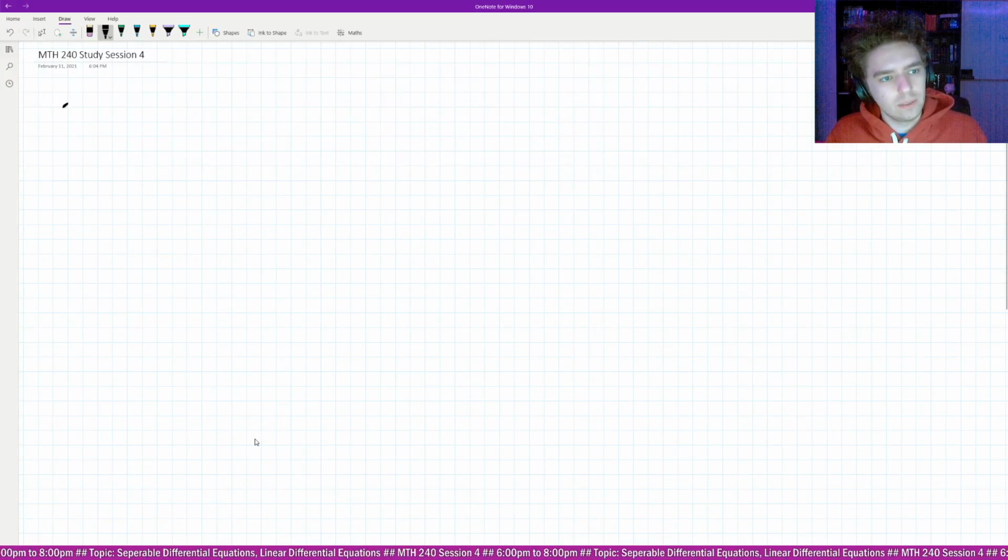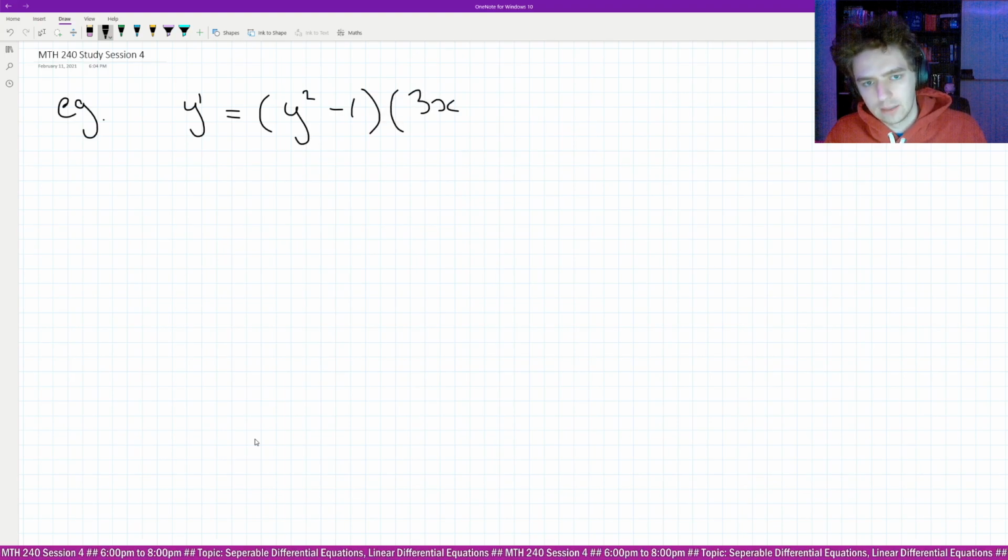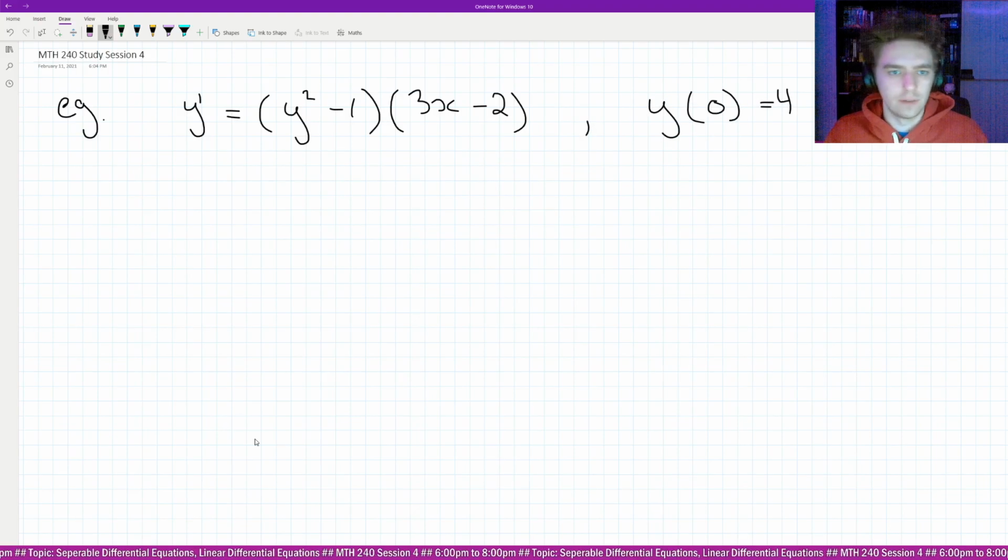So this is a separable differential equation, and it's going to be y prime equals y squared minus 1 over 3x minus 2, y of 0 equals 4. Okay, so these are our two facts that we know. This is the actual equation, and this is our initial value. And the question is, solve this differential equation. Find the function y that satisfies this.